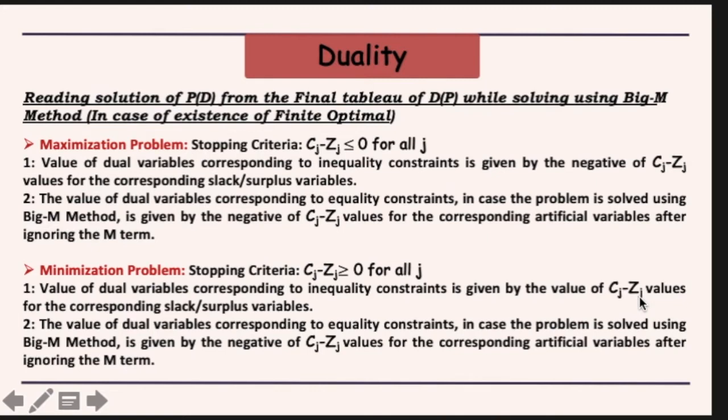So we are not going to change the sign in this case, but in case of dual variables corresponding to equality constraints, for either a maximization problem or a minimization problem, we are going to take the negative of Cj minus Zj values, ignoring the M term which corresponds to the artificial variables. Now let us see some examples which will explain these points.